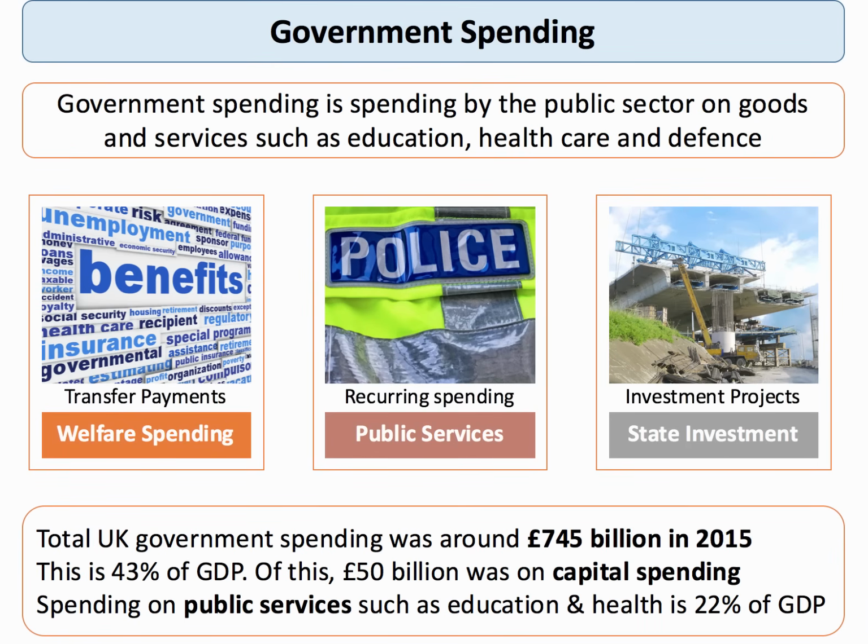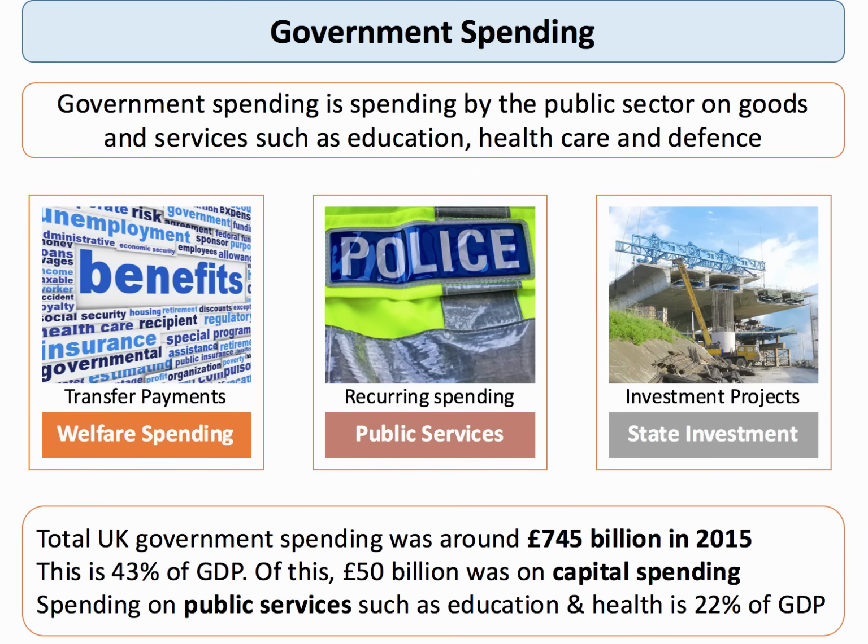Let's take a look, first of all, at government spending, the big G. Government spending is spending by the public sector on things like education and healthcare and defence. Some of that can be provided by the private sector, much is provided by the state. Total government spending in 2015 was about £745 billion, just over 43% of our national output. And about £50 billion, or £1 billion a week, was spending on investment.